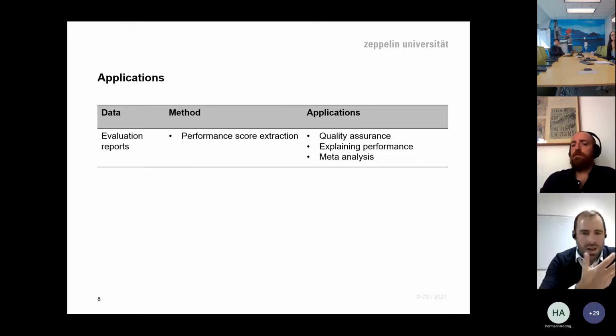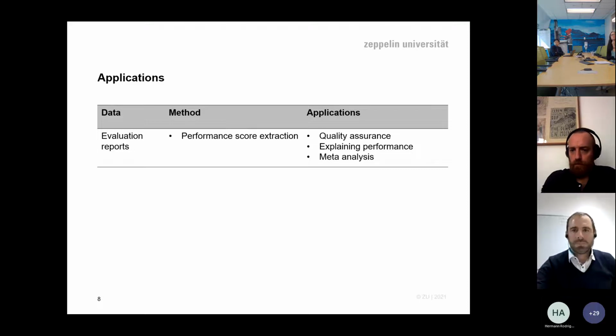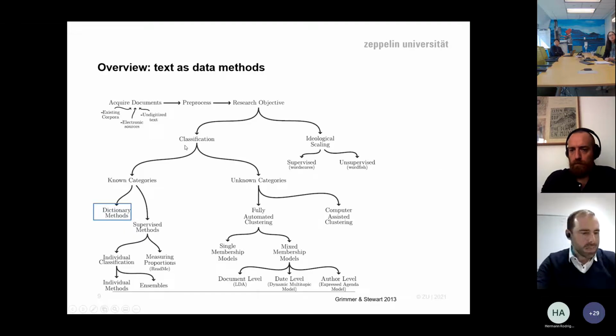So you can run all kinds of additional analysis on the basis of this data, which was previously not possible because we just didn't know how positive or negative an evaluation actually was, apart from the few organizations that collect this data. Good, so this was the first application. The next application I think will be a bit faster.